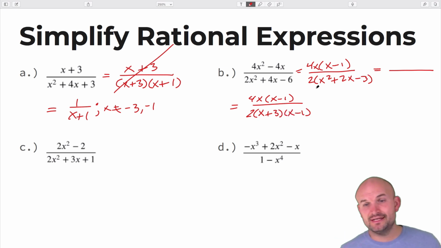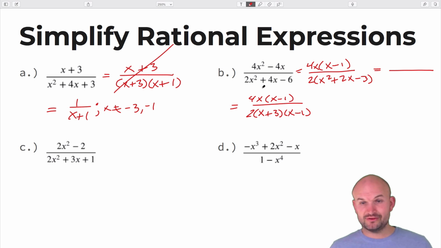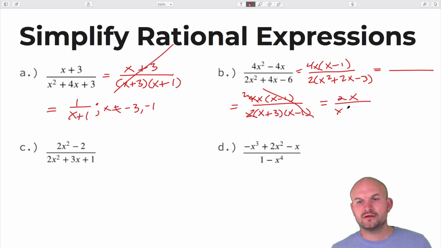Okay, again, we have our terms separated by multiplication, right? So my x minus 1s divide out. And also notice I have a 4 and a 2. Since they're separated by multiplication, I can divide out the 4 and 2, leaving me with a 2, like 4 over 2 just simplifies to 2. So that's going to leave me with 2x over x plus 3. And again, let's label our excluded values here. It's going to be -3 and +1.